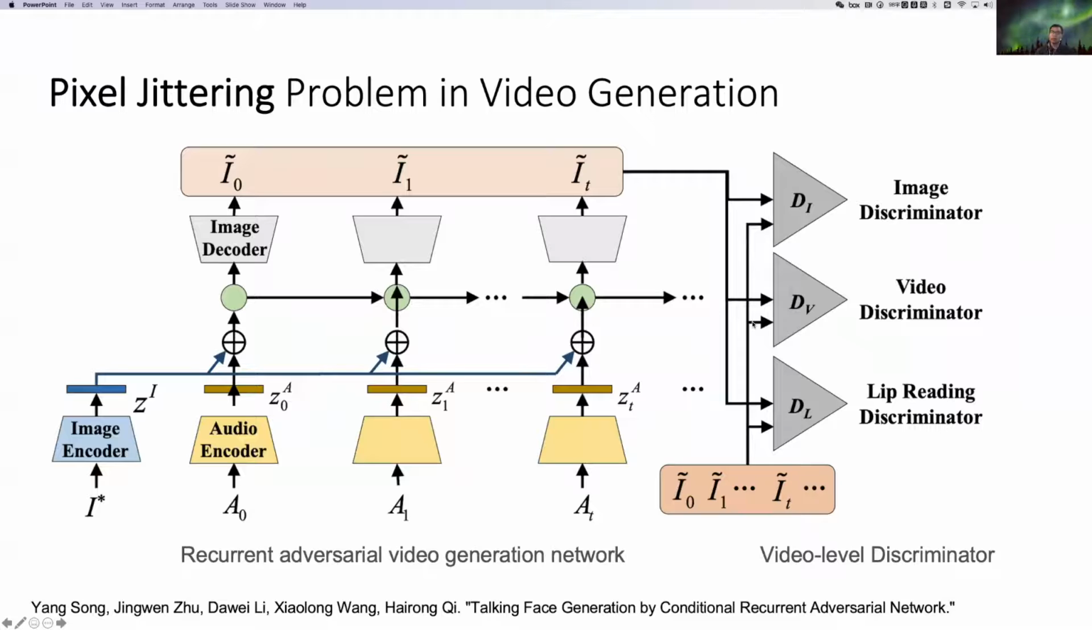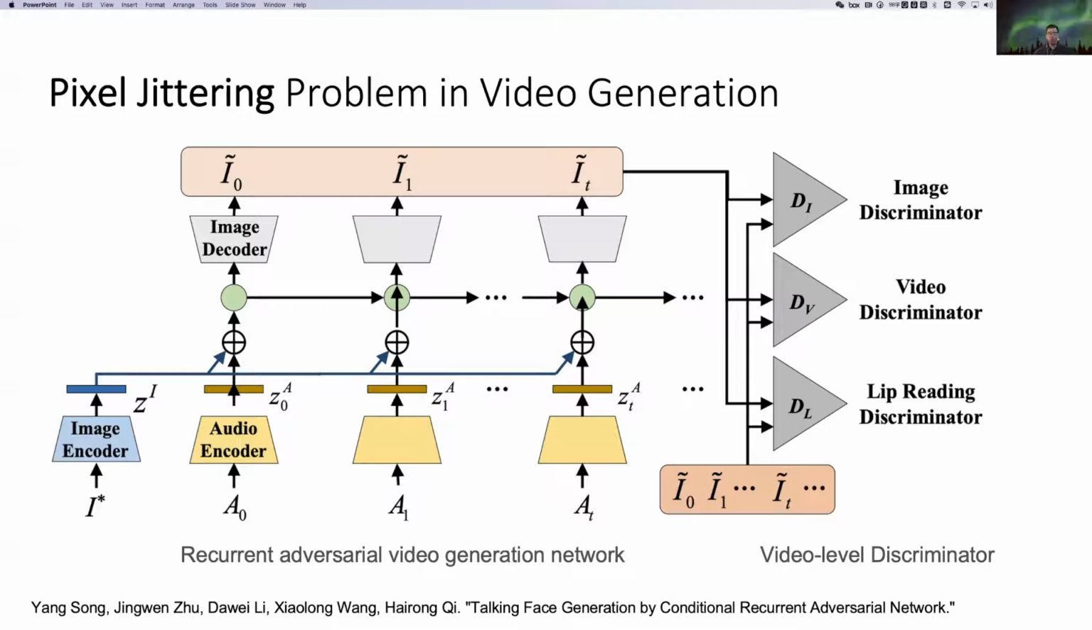And the third solution to the pixel jittering problem is using a recurrent network structure. The major difference between image generation and video generation is the smooth transitions between adjacent frames, since people are sensitive to any pixel jittering problems. And recent works model the temporal dependency to achieve smooth facial transitions across time.